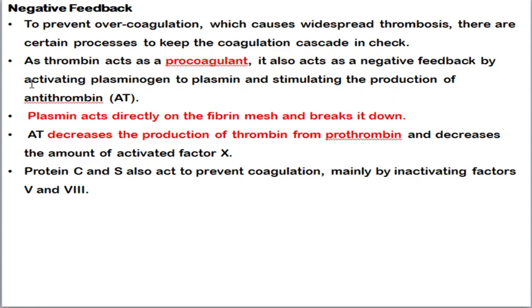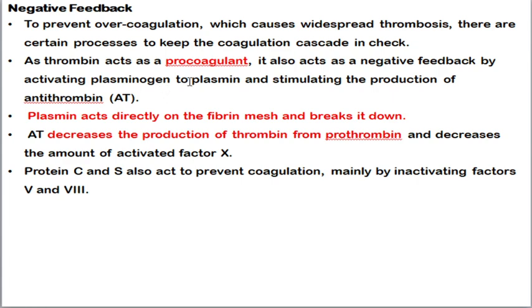Next, the negative feedback mechanism. In order to prevent the overcoagulation which is widespread in the thrombosis process, there are certain processes available to keep the coagulation cascade in check. First, thrombin acts as a procoagulant and it also acts as a negative feedback. How? This thrombin will activate plasminogen, so that plasminogen will be converted into plasmin, and it will stimulate the production of antithrombin, which is otherwise called AT.